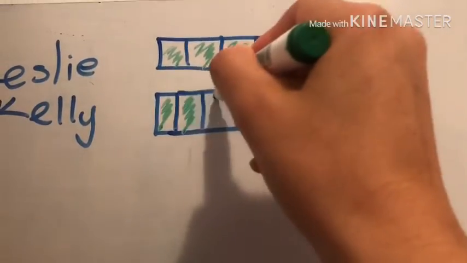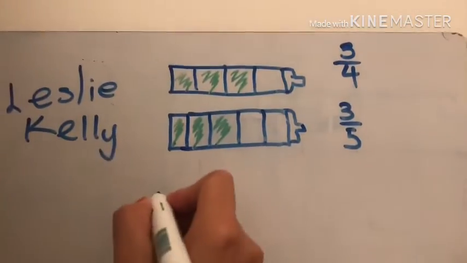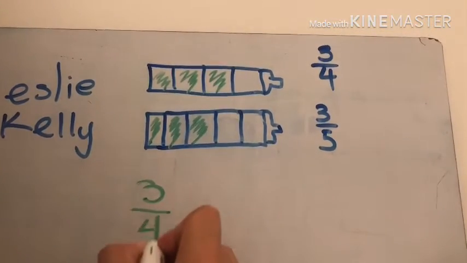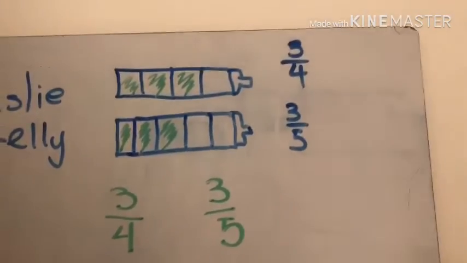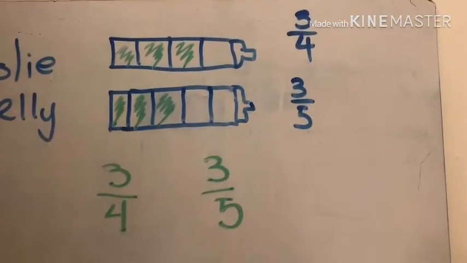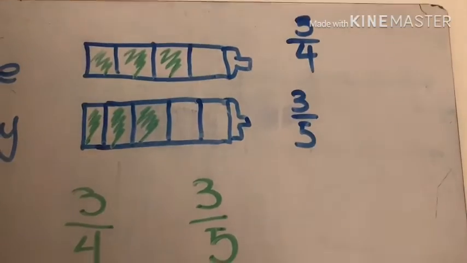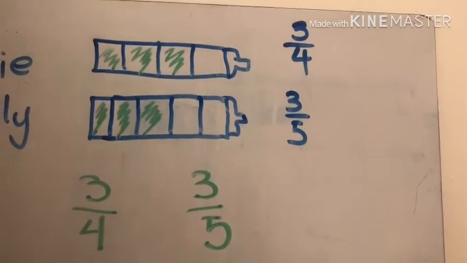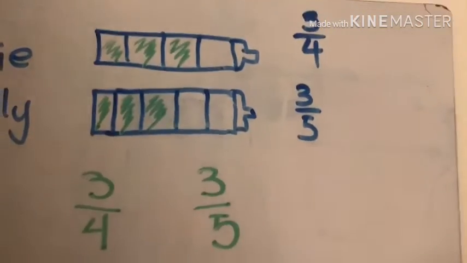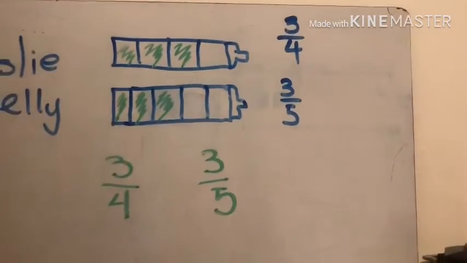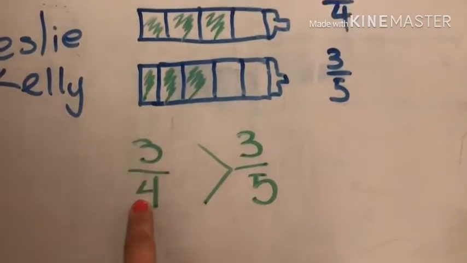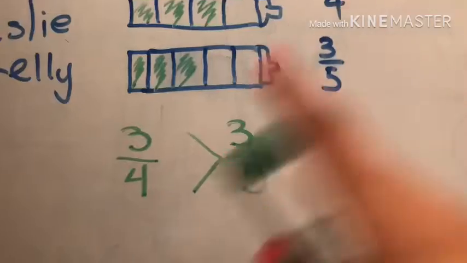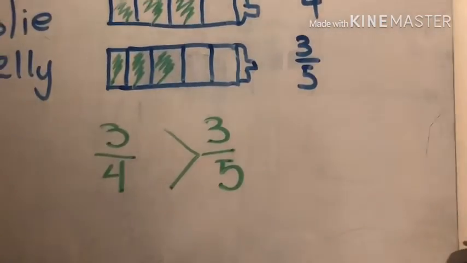1, 2, and 3. Okay, so now I compare 3/4 and 3/5. Which one is greater just by looking at it? Just by looking at it, which one is bigger or greater? It shows that the 3/4 is greater than the 3/5, right? So I use my symbol. 3/4 has the wide open mouth eating the 3/5, right?